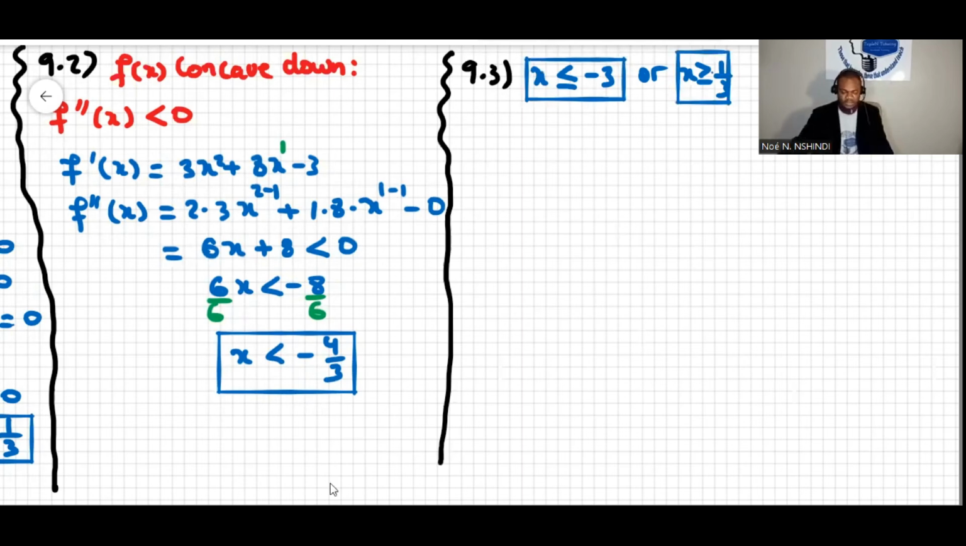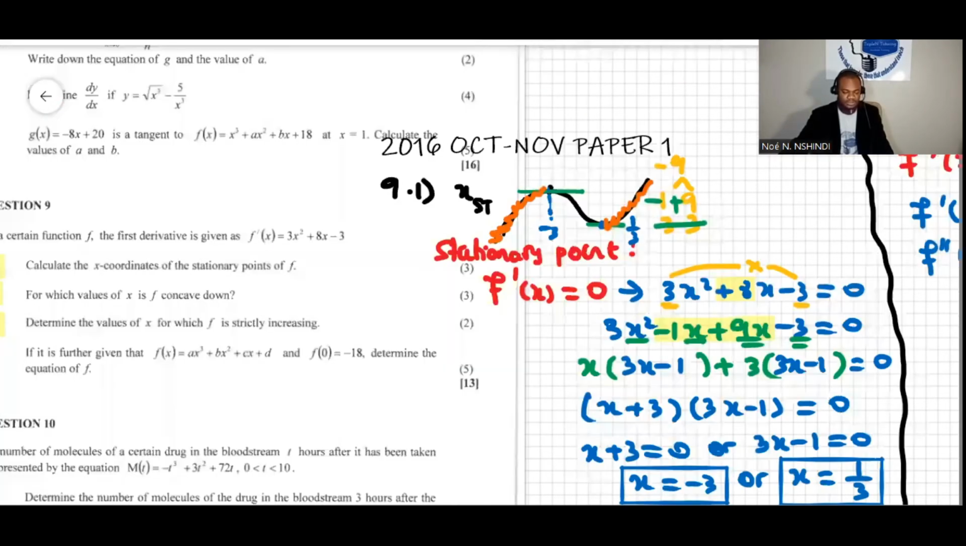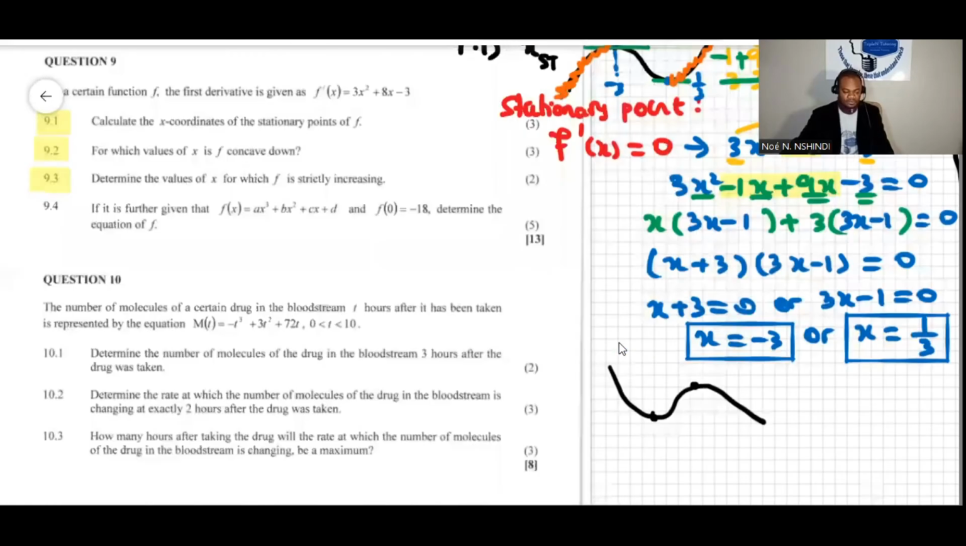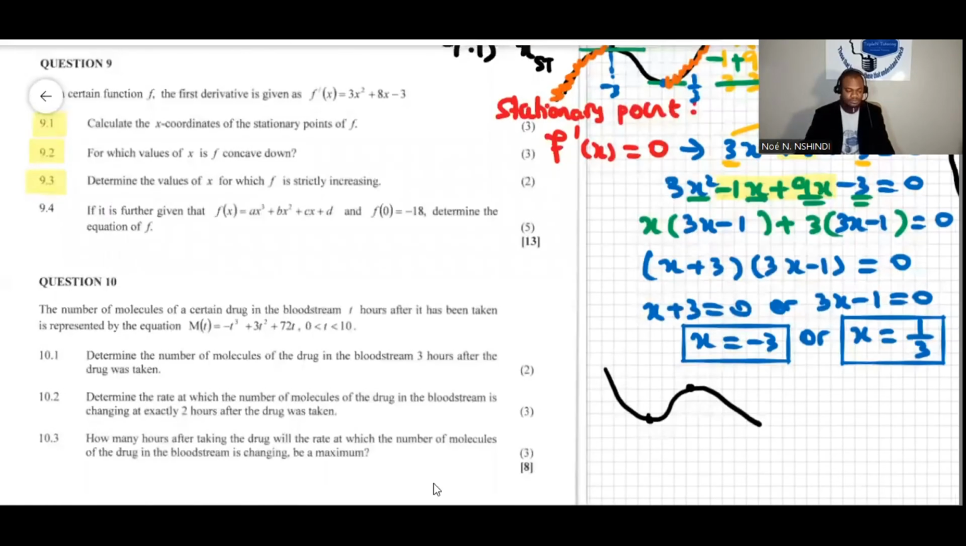And now question 9.4. The question says, if it is further given that f of x equals ax cubed plus bx squared plus cx plus d and f of 0 equals -18, determine the equation of f. Now we need to find the equation of f itself.